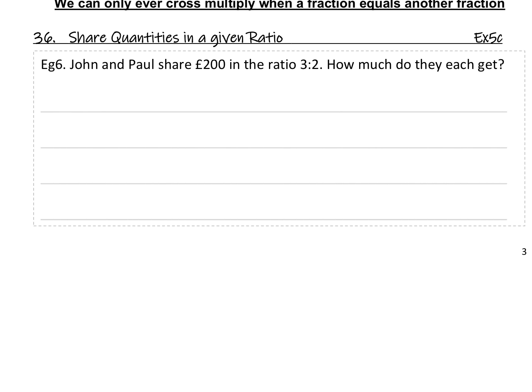Sharing quantities in a given ratio. Example 6, pause the video and have a go. John and Paul share £200 in the ratio 3:2. How much do they each get?